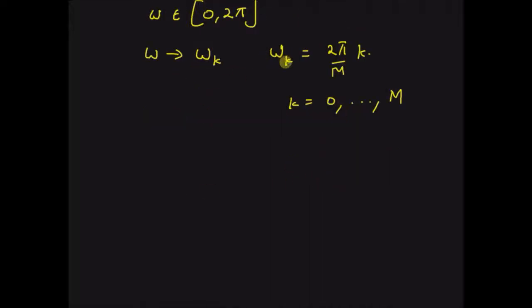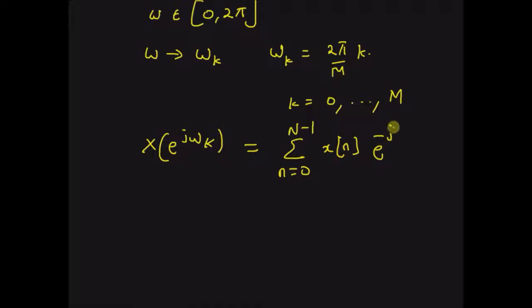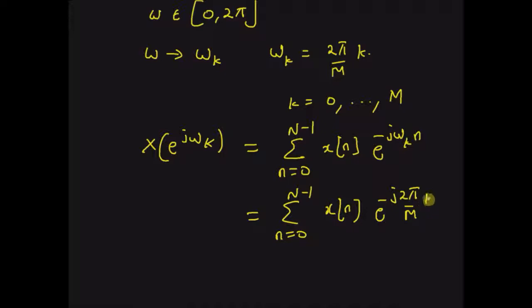So by using this discrete omega k rather than the continuous omega, the definition becomes X of e power j omega k, which is given by the sum n equal to 0 to N minus 1 x of n e power minus j omega k n. Now by using this definition, it should be equal to the sum n equal to 0 to N minus 1 x of n into e power minus j 2 pi by M into k into n. So that's the definition of the DTFT of a finite sequence x of n.